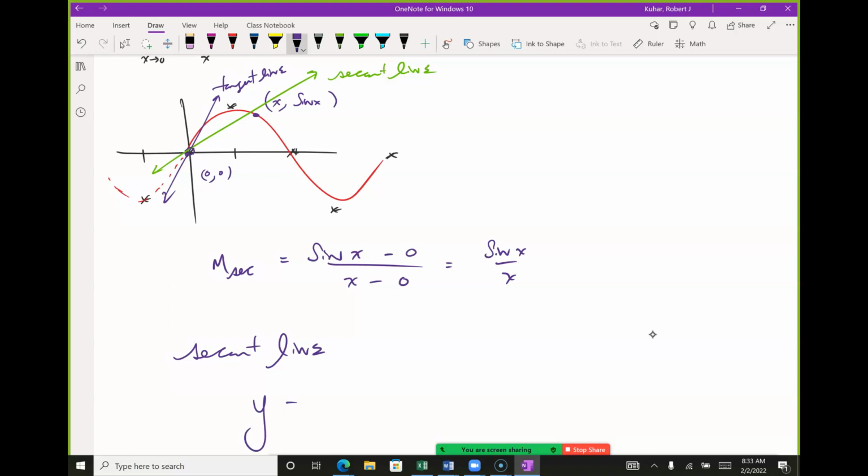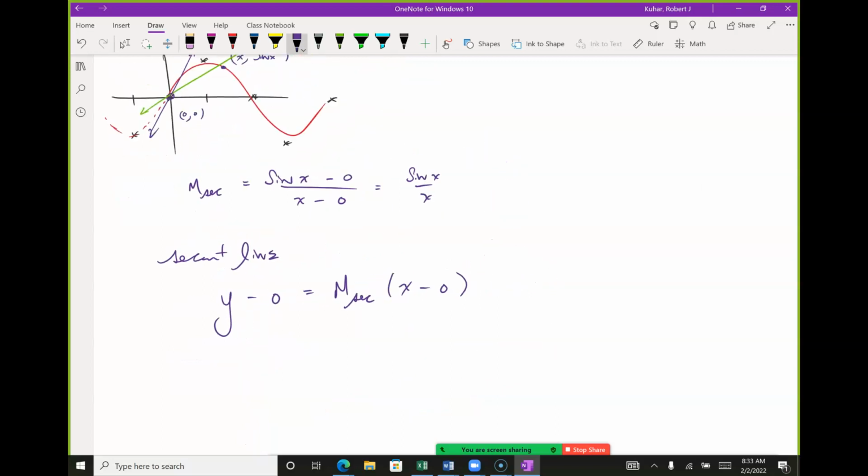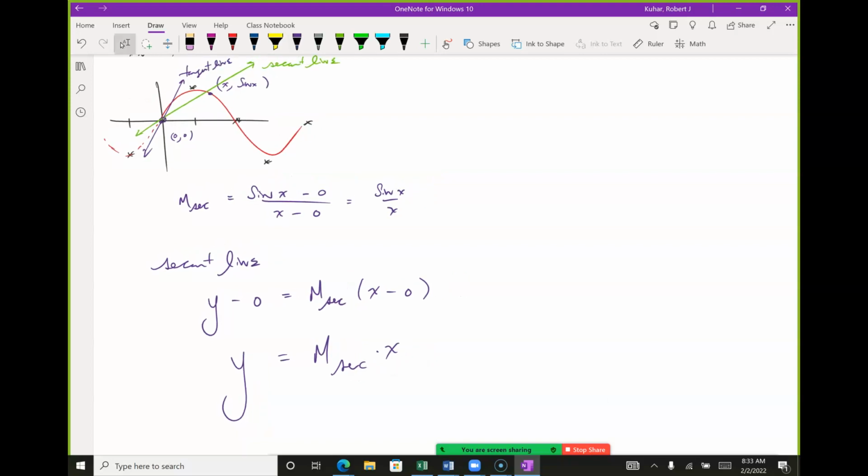Y minus what? Sin x over x. Yes. Well, y minus 0, right? Equals the slope of that secant all times x minus 0, right? So y equals m sub sec all times x. Pretty simple, right? Pretty darn simple.